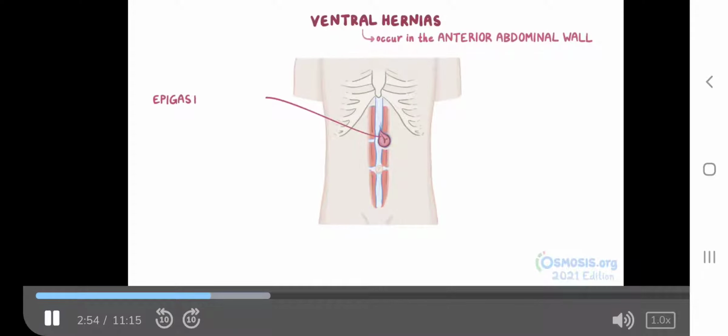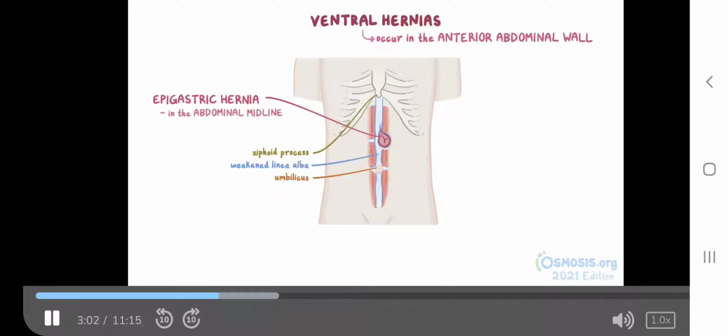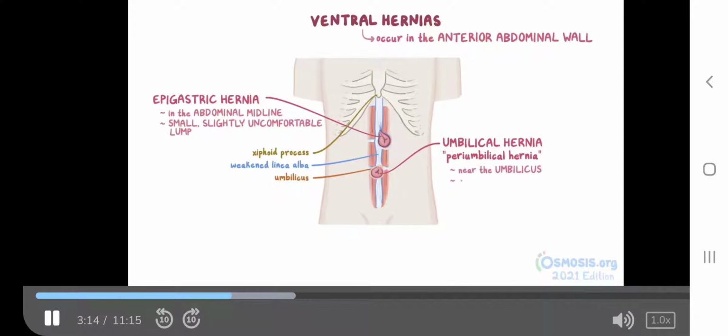First, there are epigastric hernias, which are defects in the abdominal midline between the umbilicus and the xiphoid process. They're due to a weakened linea alba, and most individuals have a small, slightly uncomfortable lump between the umbilicus and the xiphoid. Second, there are umbilical hernias, also called periumbilical hernia. This is a ventral hernia near the umbilicus, and it's often associated with pregnancy. In males, umbilical hernias can often get incarcerated, whereas in females, the hernias are often easy to reduce.